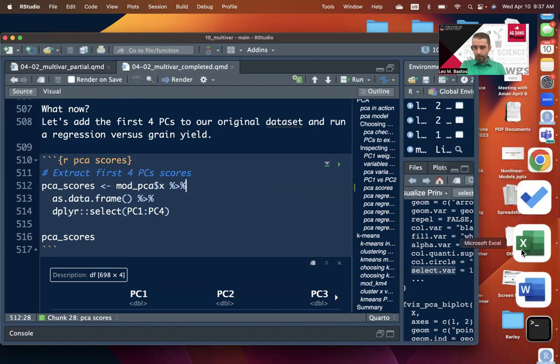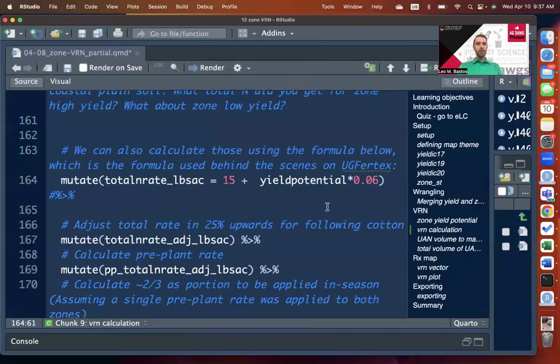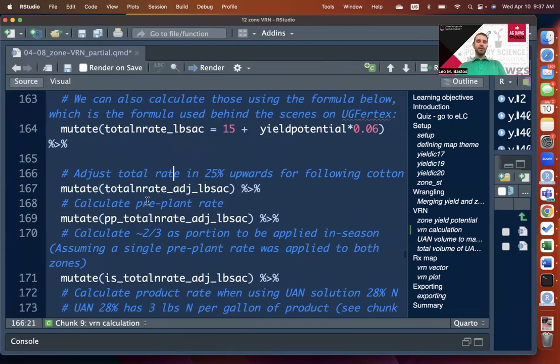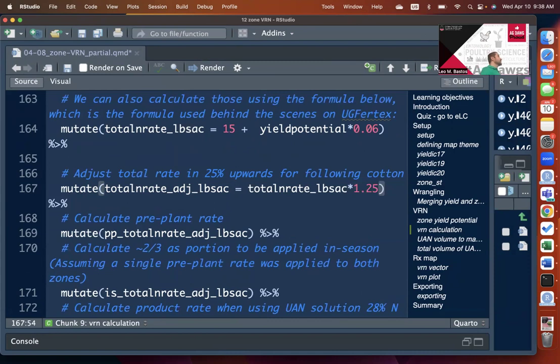It pulled up the wrong one there. There we go. Okay, so if you now uncomment that pipe that we just commented off so it goes through the next line, we're going to adjust the rate upwards, and I'm calling that total N rate adjusted pounds per acre. Let's give it an equal sign, and really all we're doing here is getting the previous column that we created, total N rate in pounds per acre, and just multiplying that by 1.25. So this is gonna increase that total rate by 25%, right? Very simple math.